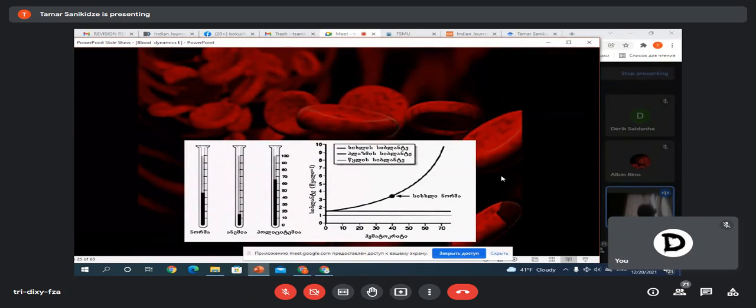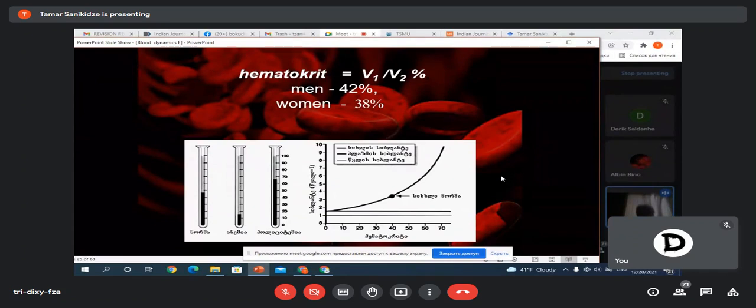Now we have to discuss the blood cell number. The ratio of the volume of the blood cells to the volume of the whole blood is known as the hematocrit. You can see this is the volume of the blood cells, and this is the volume of the whole blood. Normally the hematocrit is about 40%.